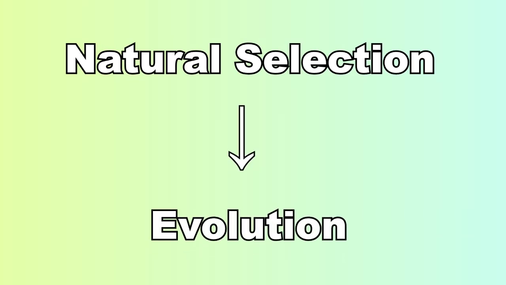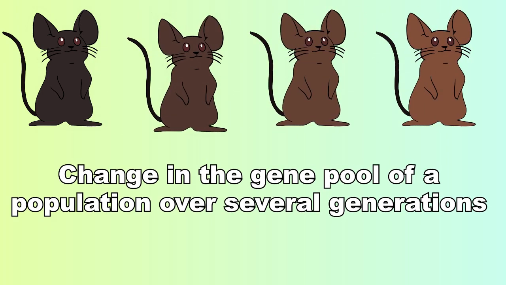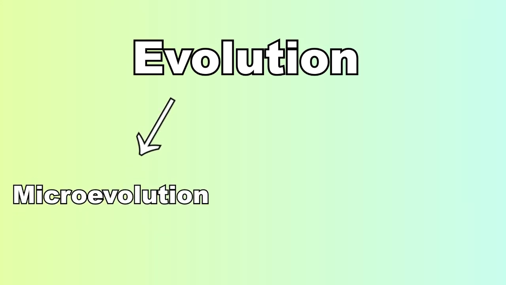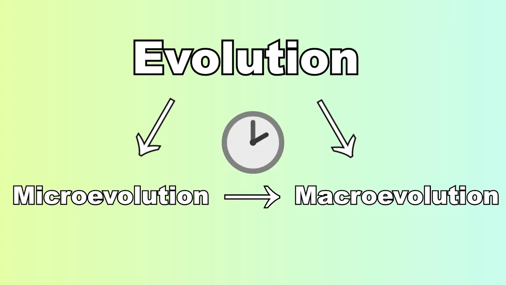Natural selection is one of the main processes that result in evolution. But what is evolution, you ask? Well, evolution is a change in the gene pool of a population over several generations. Evolution can be divided into two types: microevolution, which happens on a small scale within a single population, and macroevolution, which happens on a scale that transcends the boundaries of a single species. Microevolution leads to macroevolution over long periods of time.